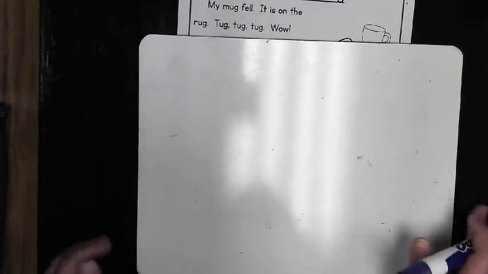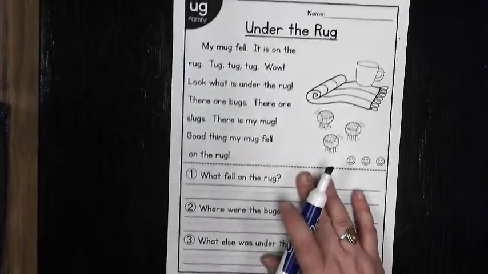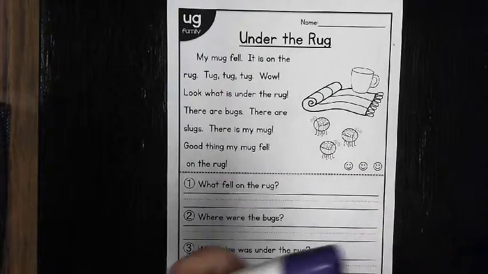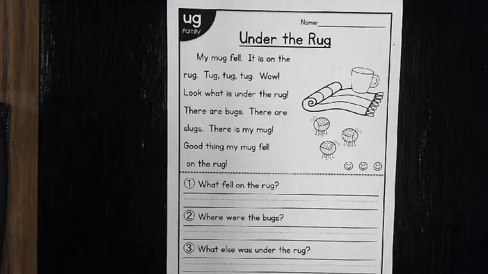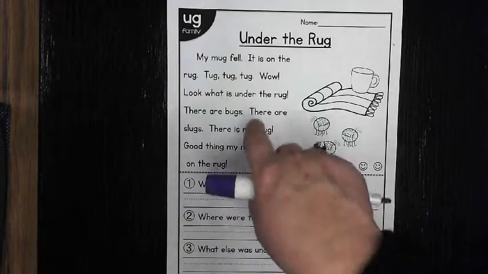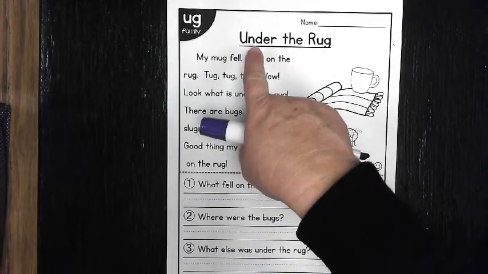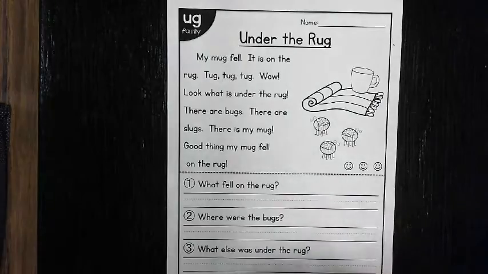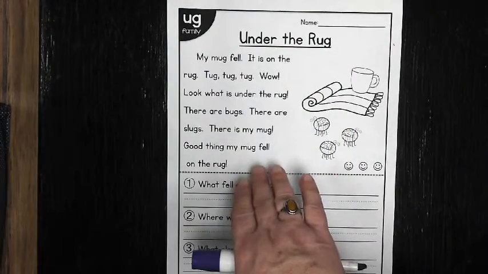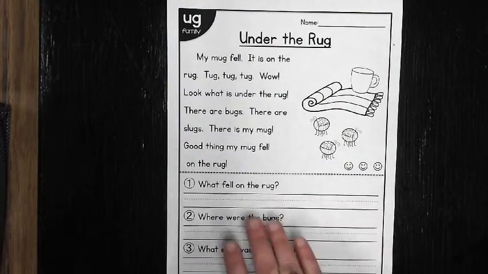Let's go ahead and begin our story. Go ahead and get your paper out and get your pencil. Make sure your name is up at the top, and write today's date. Then I want you to read the story silently to yourself. Under the Rug. Read the story to yourself quietly. Don't worry about the questions yet, just the story.